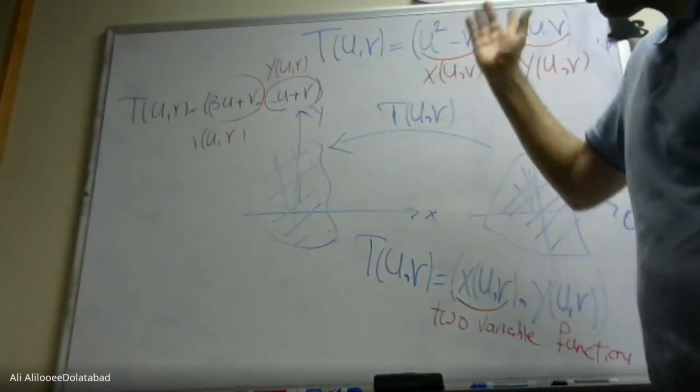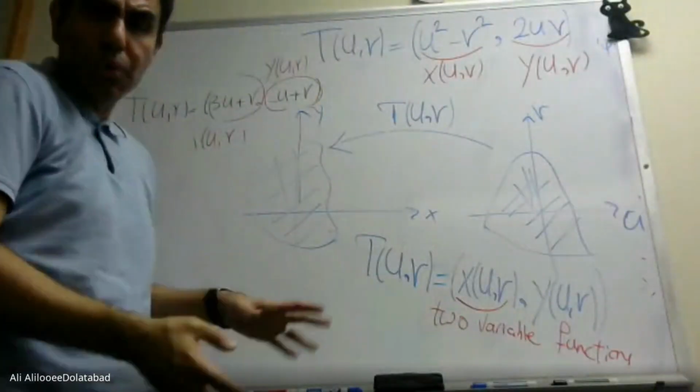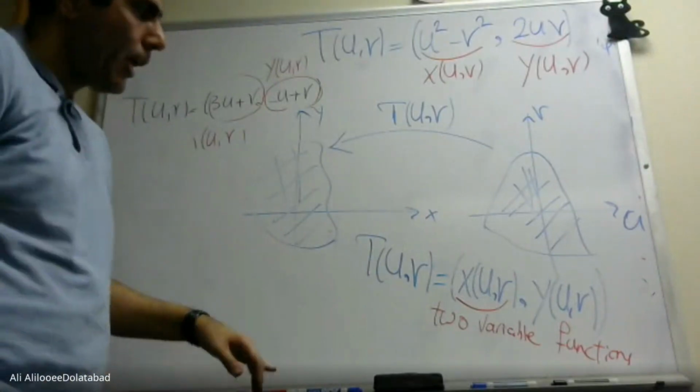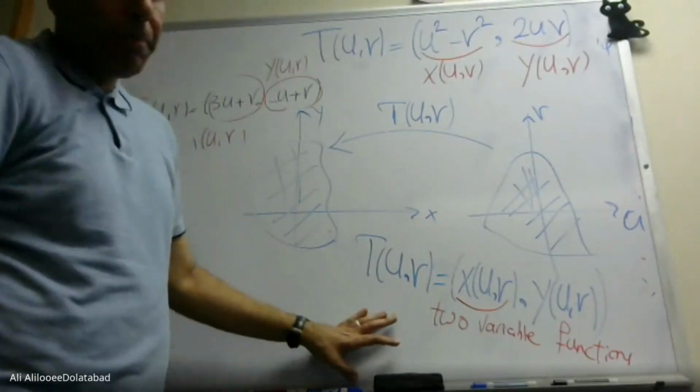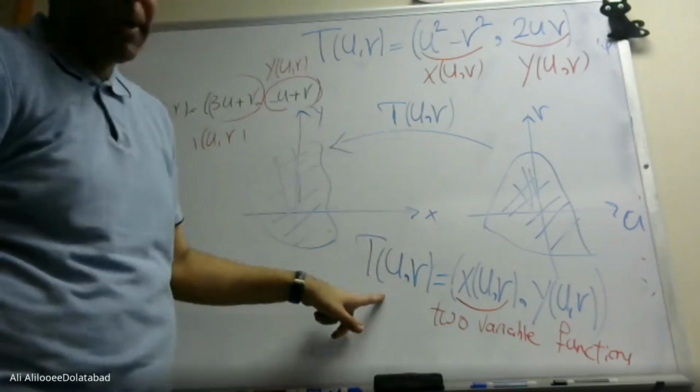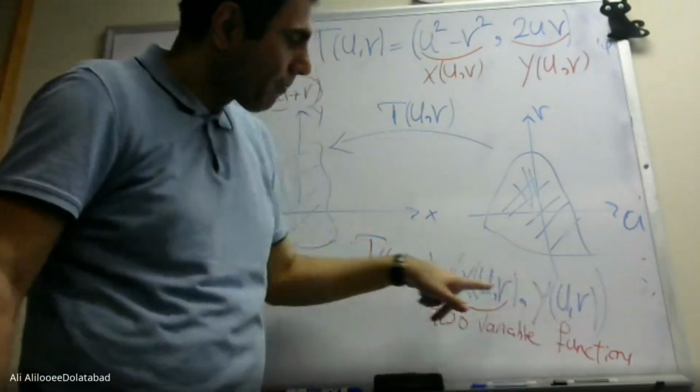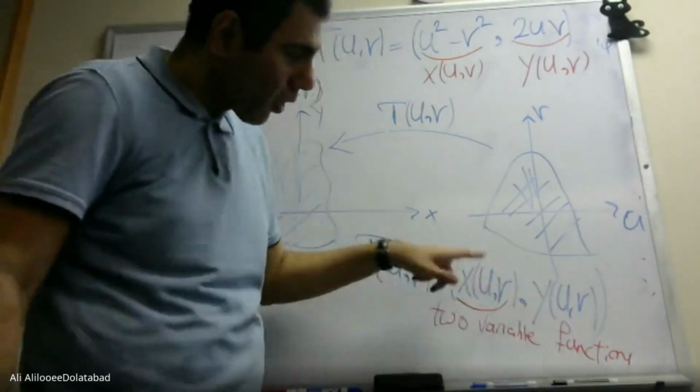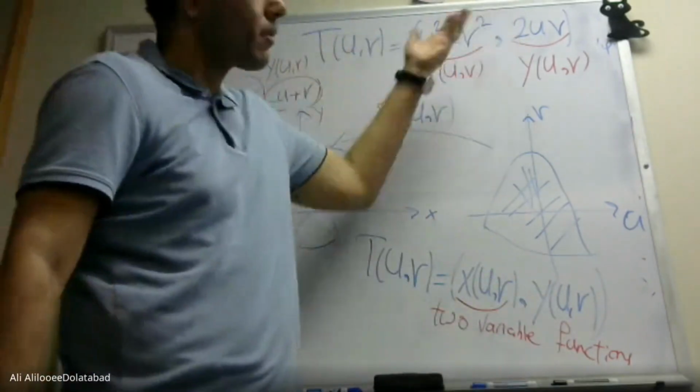Again, you can write a million examples. These are just two examples. I just wanted to give you an example to show you this is not something very strange. Then see, when you have a transformation, it means you have a function with two variables, u and v, and here you have two more functions, and these functions are functions of two variables.